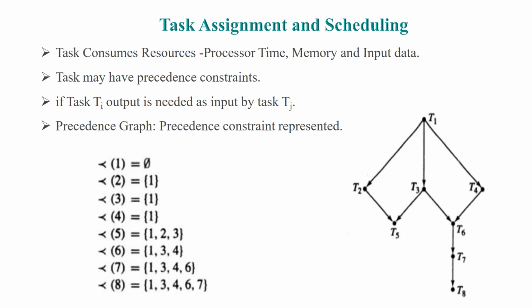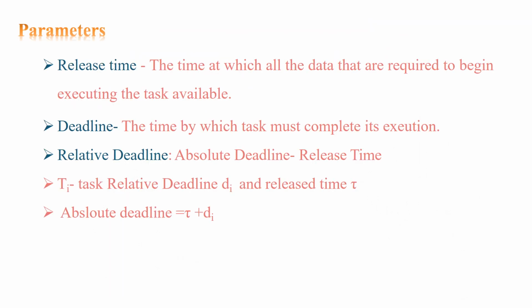Similarly, T6 waits for T1, T3 and T4. T7 waits for T1, T3, T4 and T6. So obviously T8 waits for T1, T3, T4, T6 and T7. This is a precedence graph. Before discussing task assignment and scheduling, we must know the parameters.